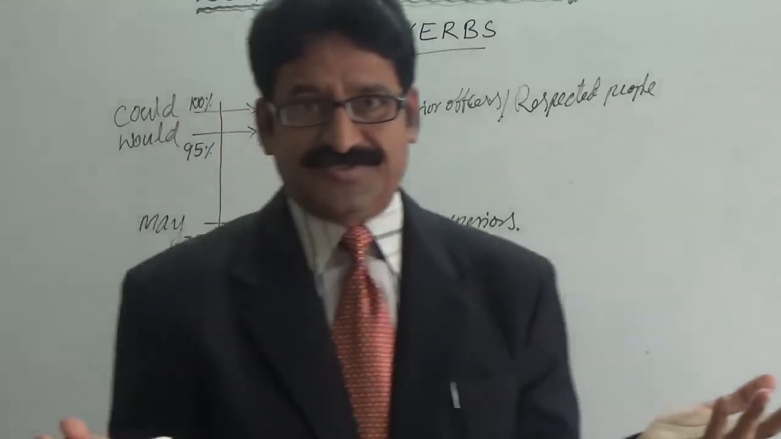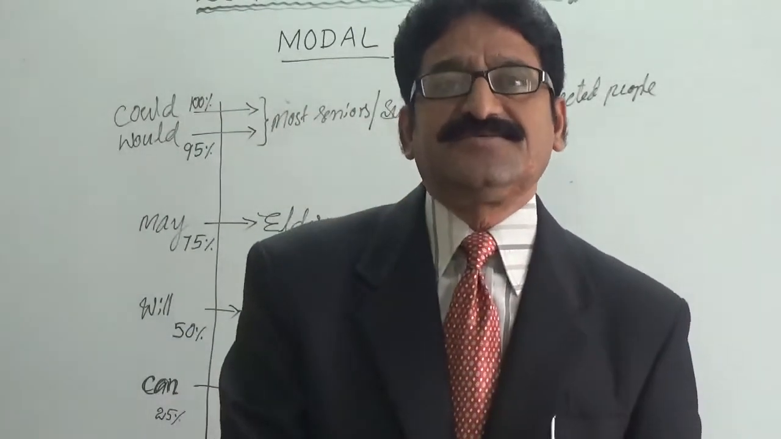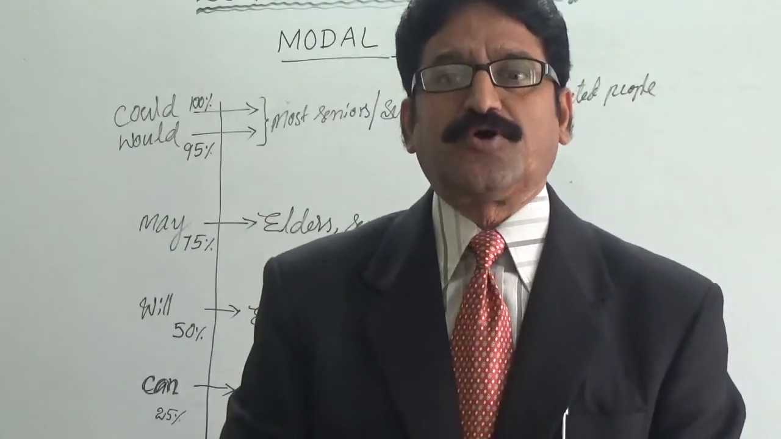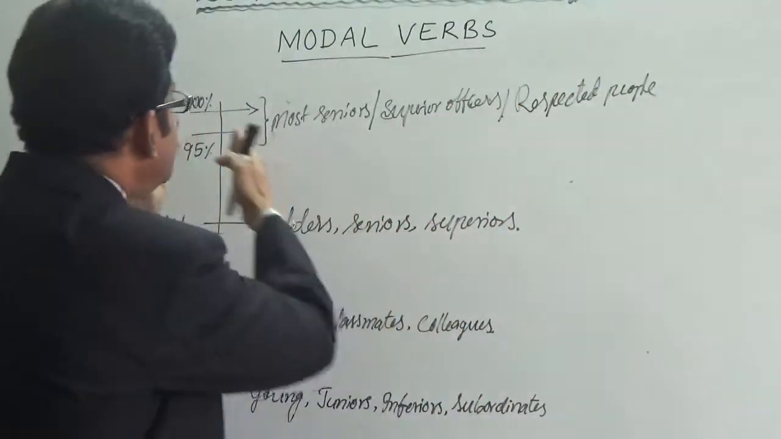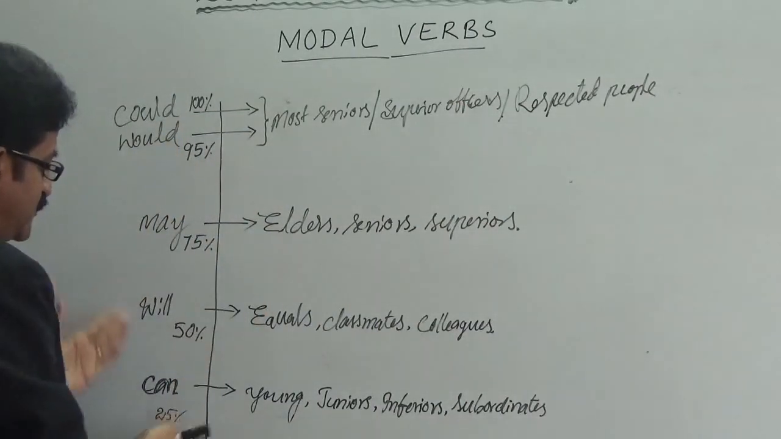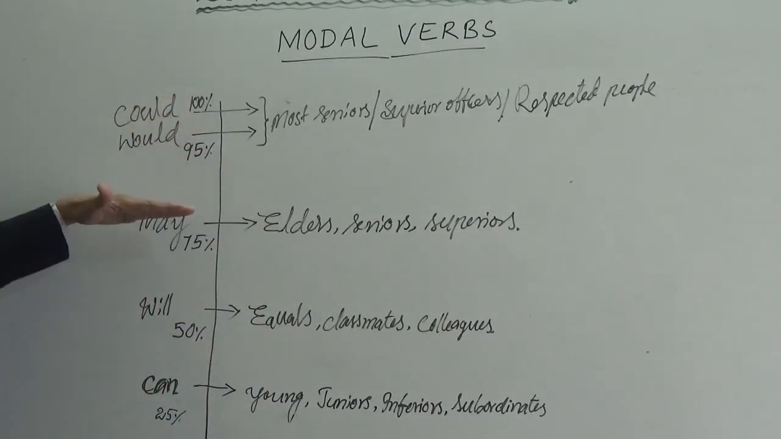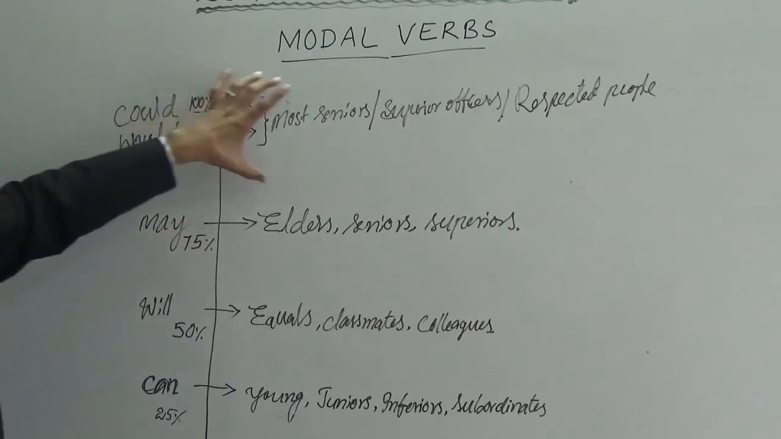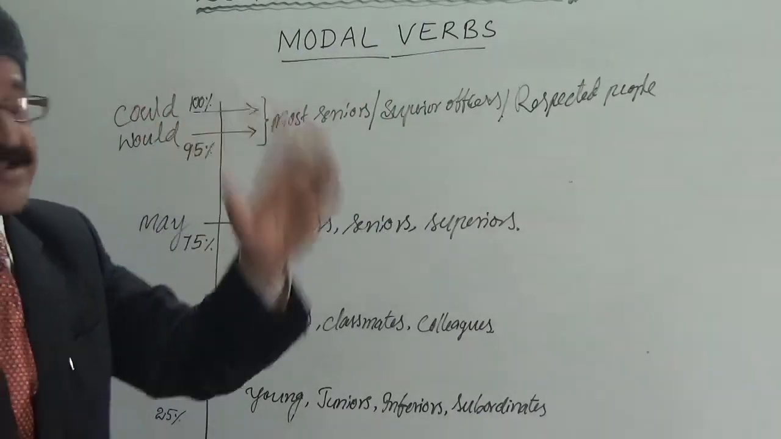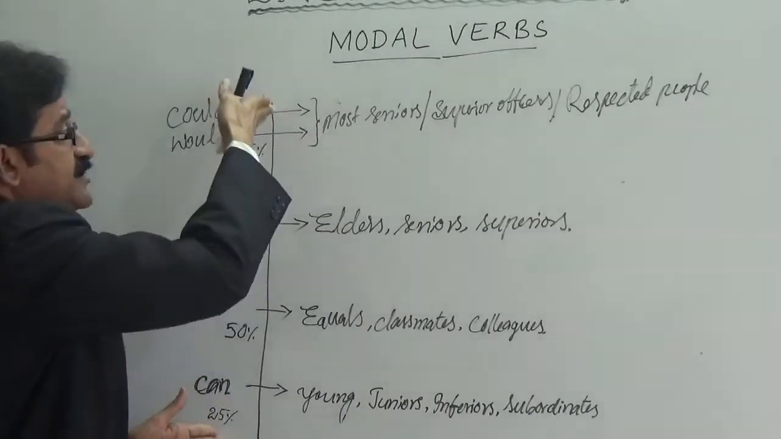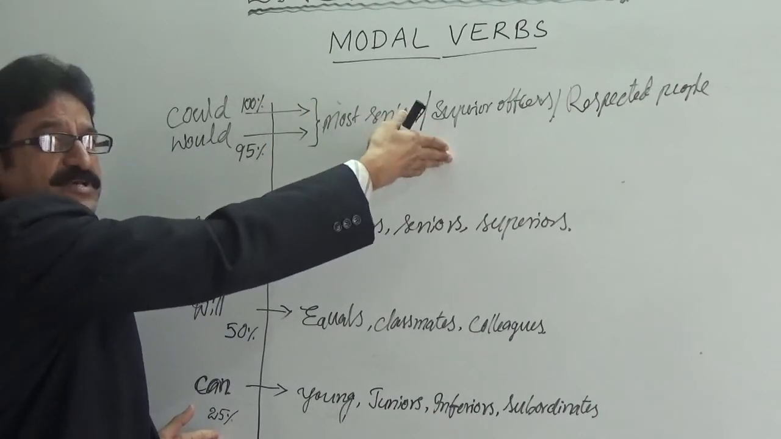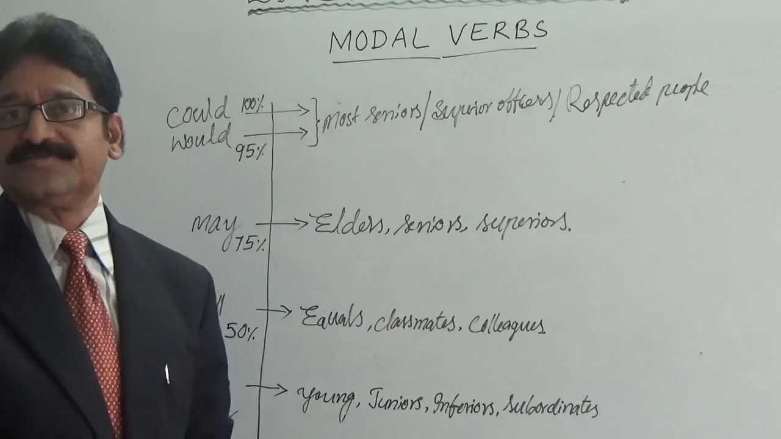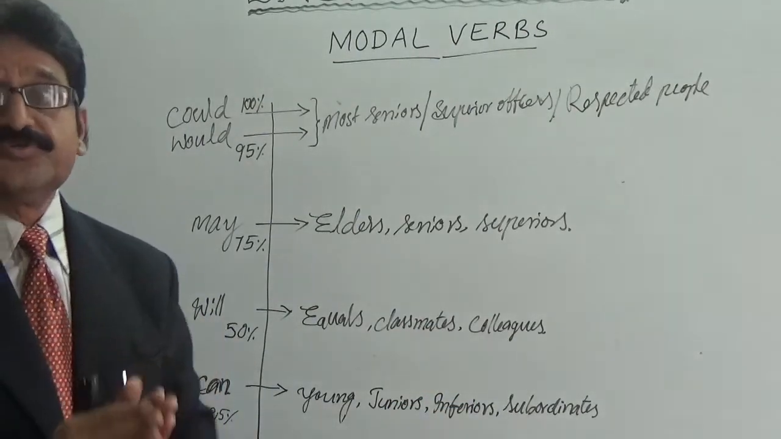Could you please? Could you please explain this? I couldn't understand it. Could you please help me to solve this problem? Like that we can use would or could. Like this we have 5 modal verbs which we can use for polite expressions. Accordingly we have to use. We are not supposed to use can with senior people or superior officers, and we cannot use could or would with younger people or inferiors. We have to use appropriately.